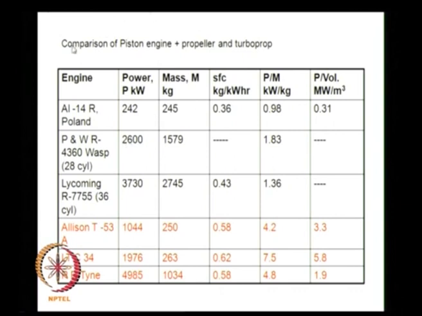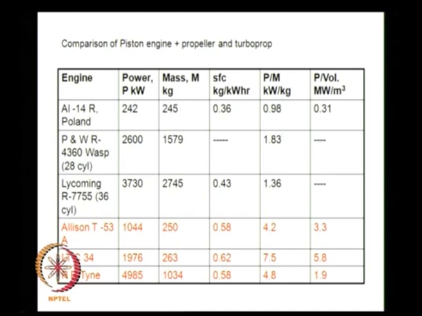What I have put together in this table is, the ones in black are piston engine plus propeller, and the ones in red are turboprop. Now notice that for the same power level, we can compare 2600 and 2000, nearly the same power level. Look at the mass of the engine that is required, it is a dramatic reduction, right. And therefore, consequently, the power to mass ratio is something like 7.5 for a turboprop, whereas it is around 2 for a piston engine plus propeller.